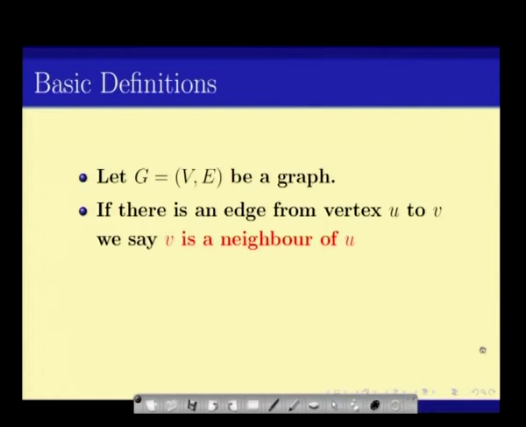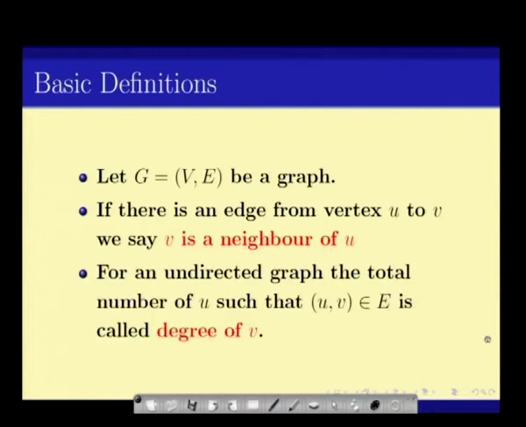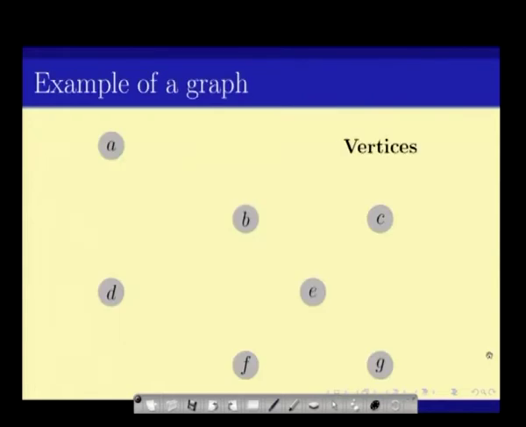If there is an edge between u and v, or rather an edge from u to v, then we say that v is a neighbor of u, and the total number of neighbors of a particular vertex is called the degree of the vertex. For example, here we have a set of vertices. We always represent vertices as circular nodes in the plane, and each of these edges, since they are sets of size 2, are represented as lines.